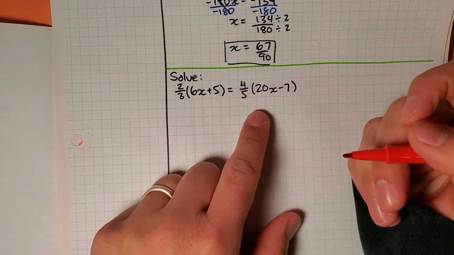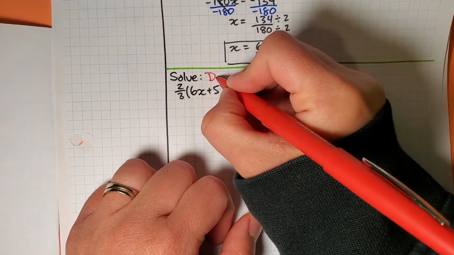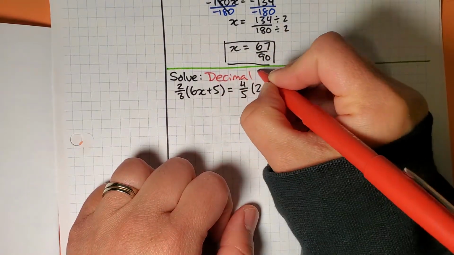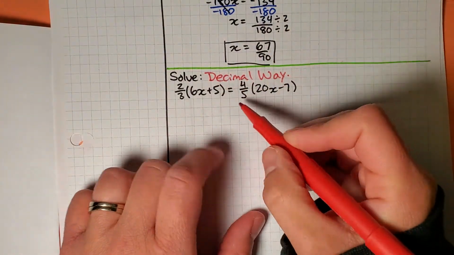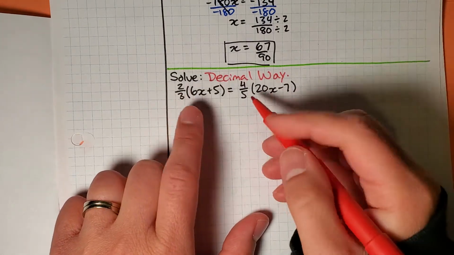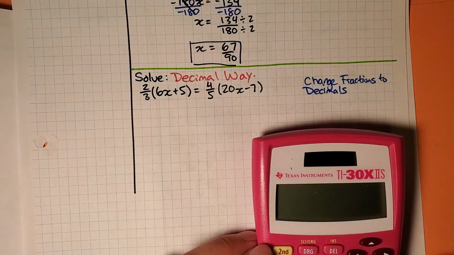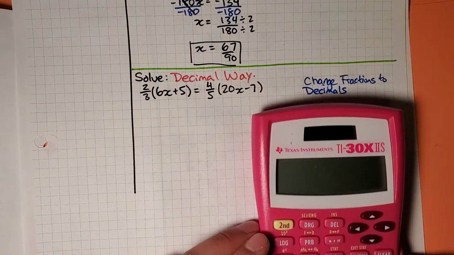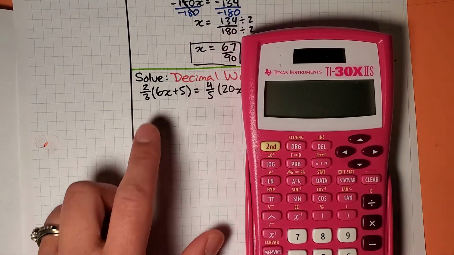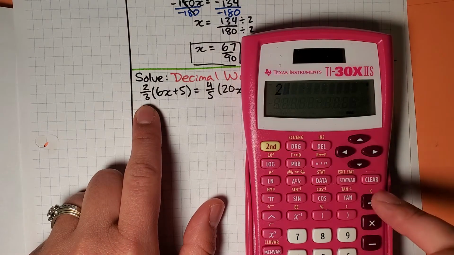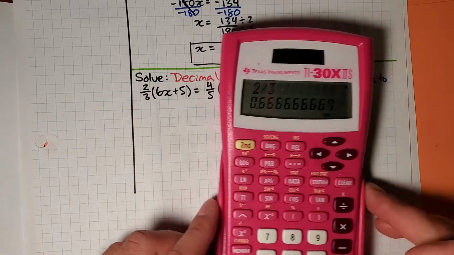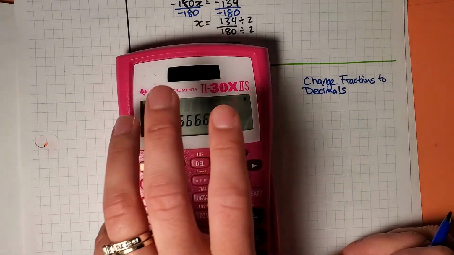So same equation. I'm going to call this the decimal way. And instead of dealing with these fractions at all, I'm going to just change the fractions into decimals. So I'm going to show this through a calculator. So if you have 2 divided by 3, just punch it into your calculator. Sorry, can't see that so good. You're going to get 0.6 repeating.